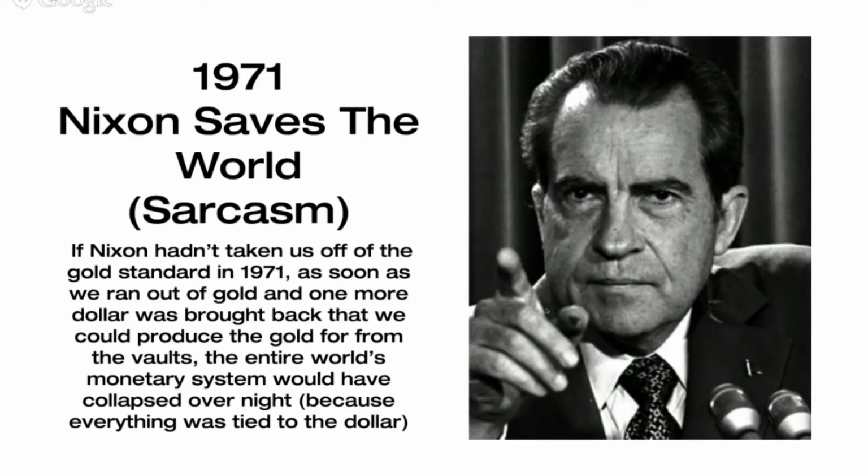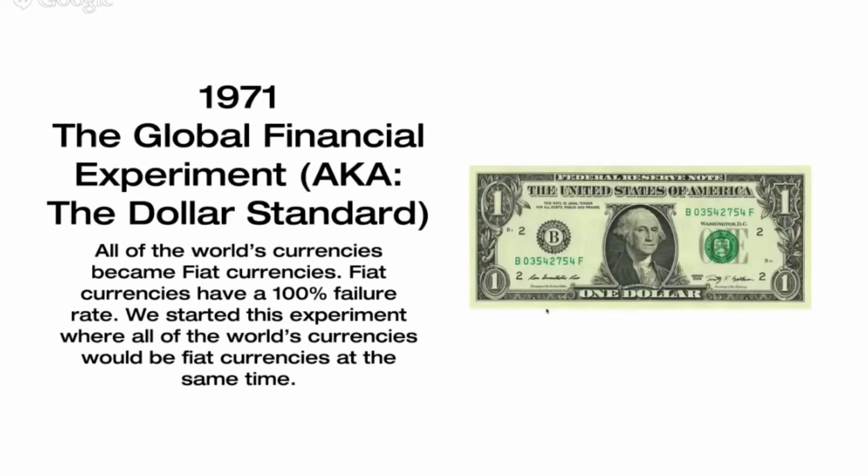So 1971, the global financial experiment began, also known as the dollar standard, right? We mentioned this at the beginning. The global experiment was that all the world's currencies would become fiat currencies at the same time. Interesting thing about fiat currencies, they have a 100% failure rate. There is never once, ever in the history of the world, not one. Let me repeat that. Never, ever has a fiat currency not failed. So we started this experiment where all the world's currencies would become fiat currencies at the same time, and they have a 100% failure rate.